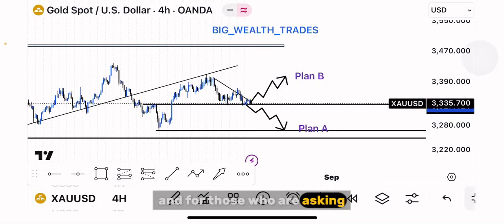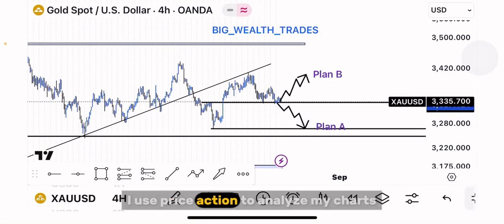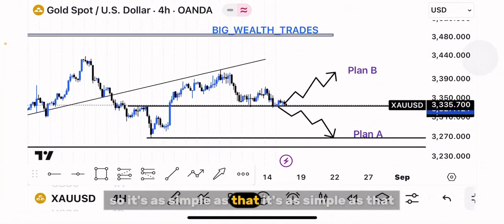And for those who have been asking, I trade price action strategy. I use price action to analyze my charts. So it's as simple as that.